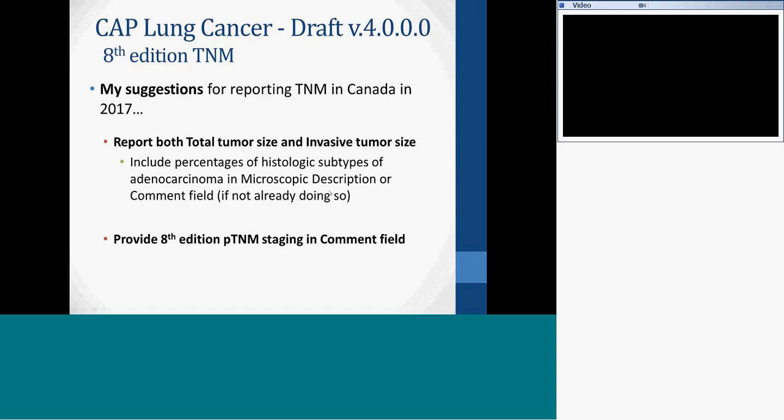And for the time being, before we switch over completely to the 8th edition, I would suggest also providing the 8th edition TNM staging, probably in the comment field, again, to prevent confusion. Really, that clinicians who want to use the 8th edition data for their clinical care can have that information readily available.